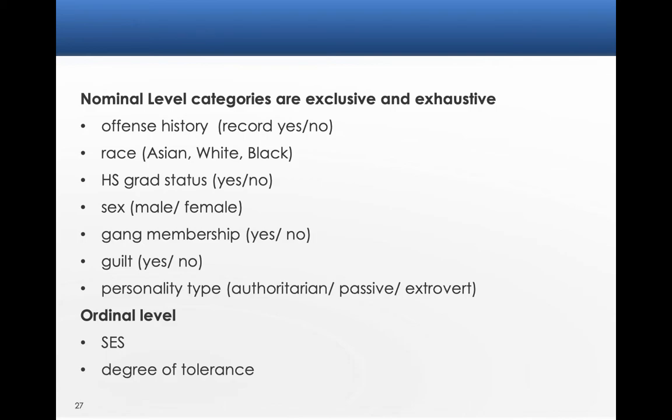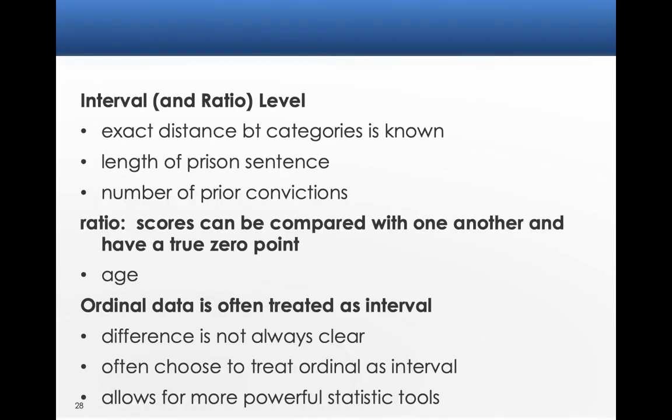So nominal level variables are exclusive and exhaustive. So do you have a criminal record? Yes, no. Race, whether or not you graduated high school. Sex, gang membership, personality type. Ordinal level variables include things like our socioeconomic status, our degree of tolerance, income. And then interval and ratio level variables, we know the exact distance between things. So the length of a prison sentence, how many prior convictions. Ratio level variables can be compared with one another and have a true 0 point, something like age.